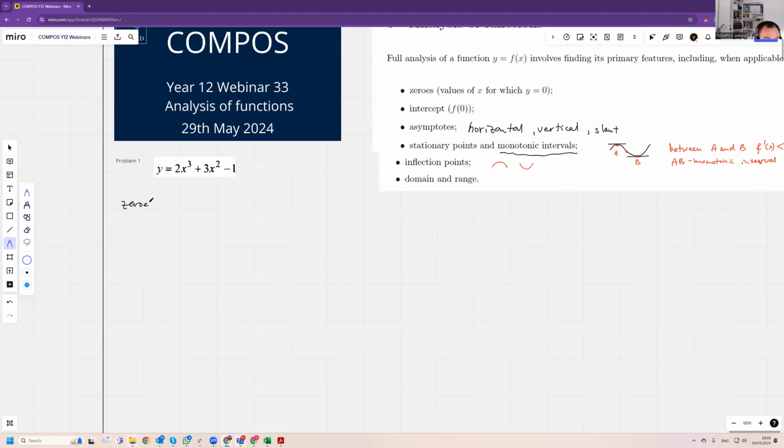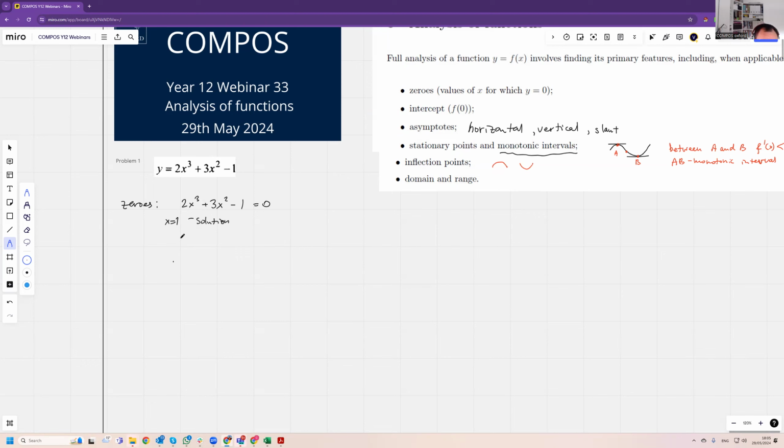To find the zeros, I just make it equal to 0. So 2x cubed plus x squared minus 1 equals 0. I can immediately see that x equals 1 is a solution. What are the other solutions? To find them, I can either use long division to divide by x minus 1, or I can factor out x minus 1.